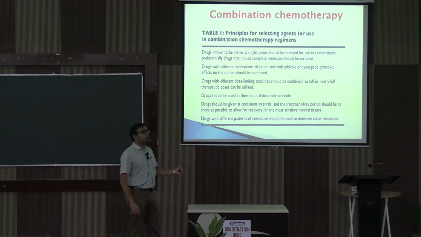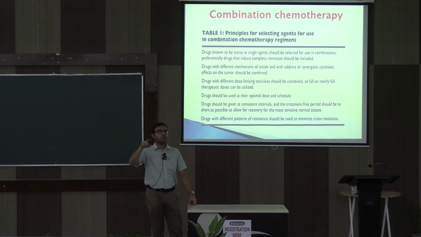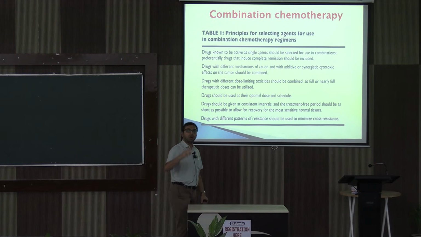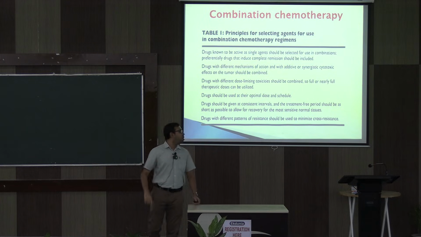Drugs should be used at their optimal dose and schedule. We have to increase the dose according to the tolerance of the patients. Drugs should be given at consistent intervals. You will see that chemotherapy is usually given in cycles, monthly or twice weekly, so it is given in a cycle or regimen.